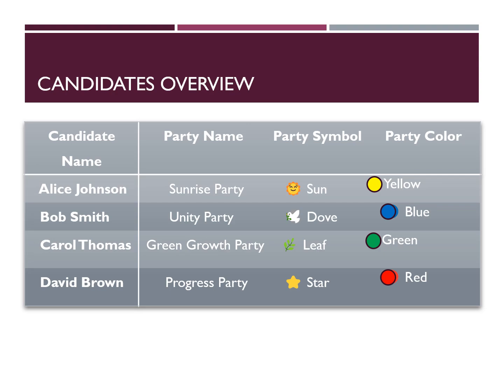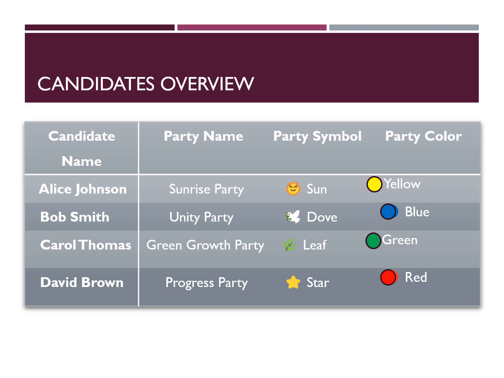This here is showing our 4 candidates, their party name, party symbol, and party color. First, we have Alice Johnson, party name Sunrise Party. This suggests a focus of new beginnings and hope. Party symbol, a sun, and party color, yellow.